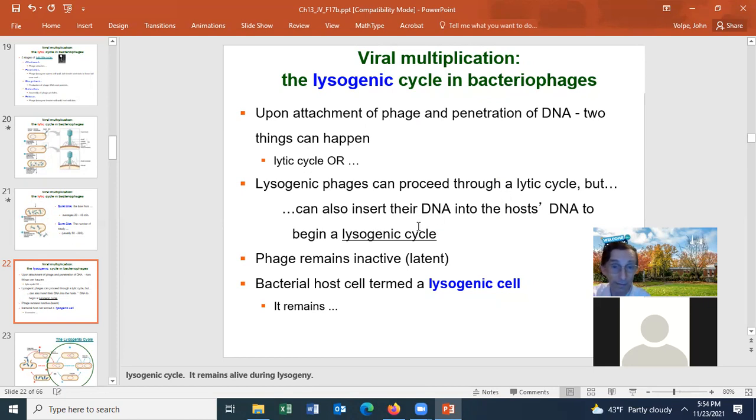And then the lysogenic life cycle continues, and the virus and the host cell will live together in harmony, you can kind of say. They'll live together for as long as the lysogenic life cycle continues. The virus remains inactive, say it's latent, for as long as the lysogenic life cycle continues. The bacteria cell is termed a lysogenic cell if it remains in a lysogenic life cycle.